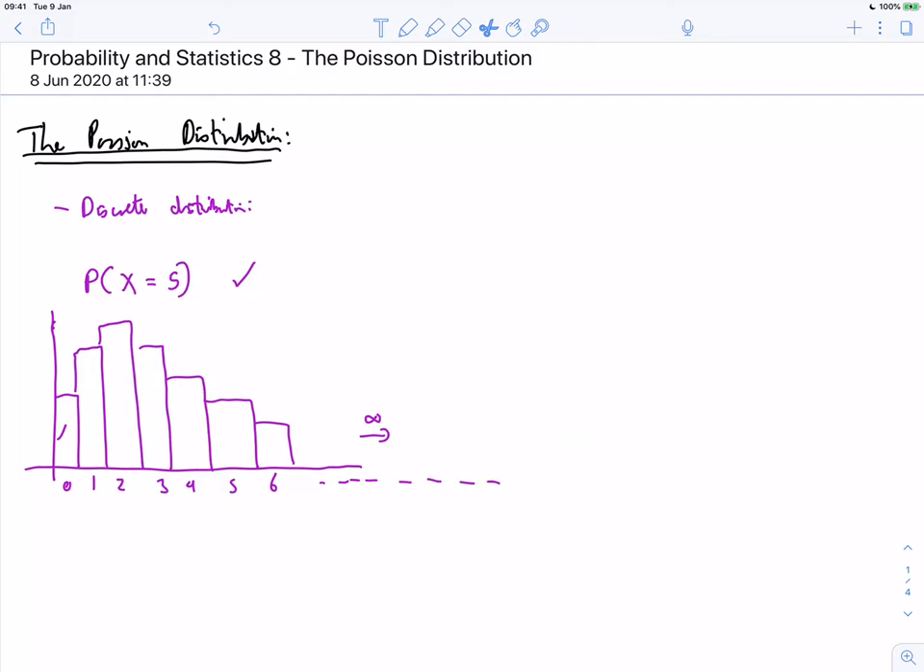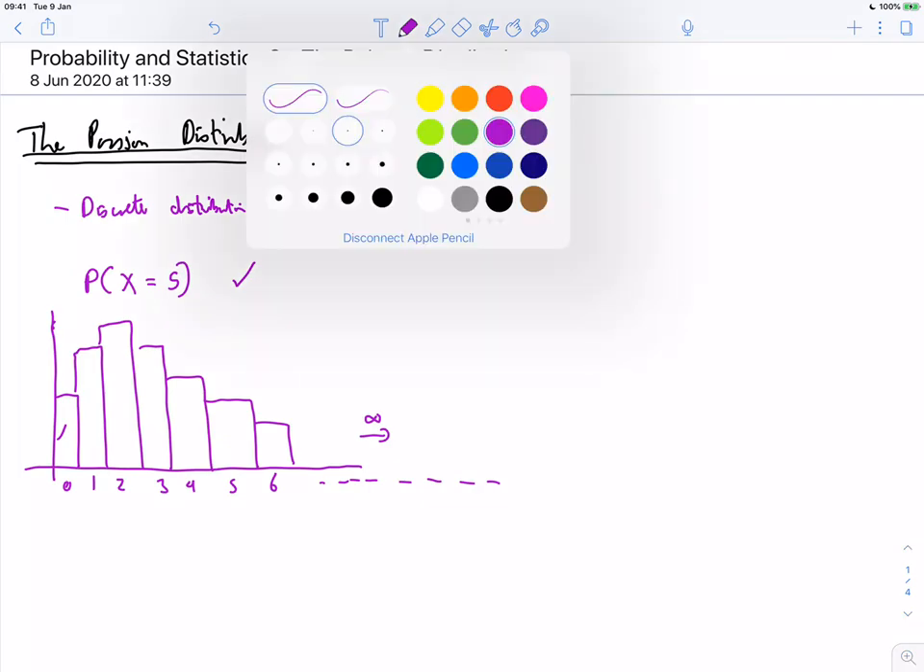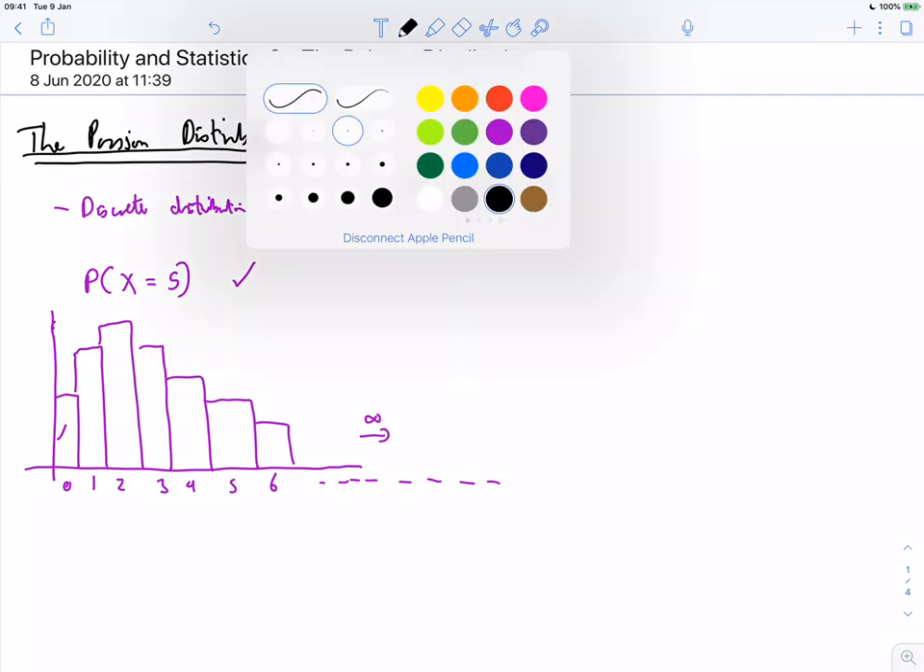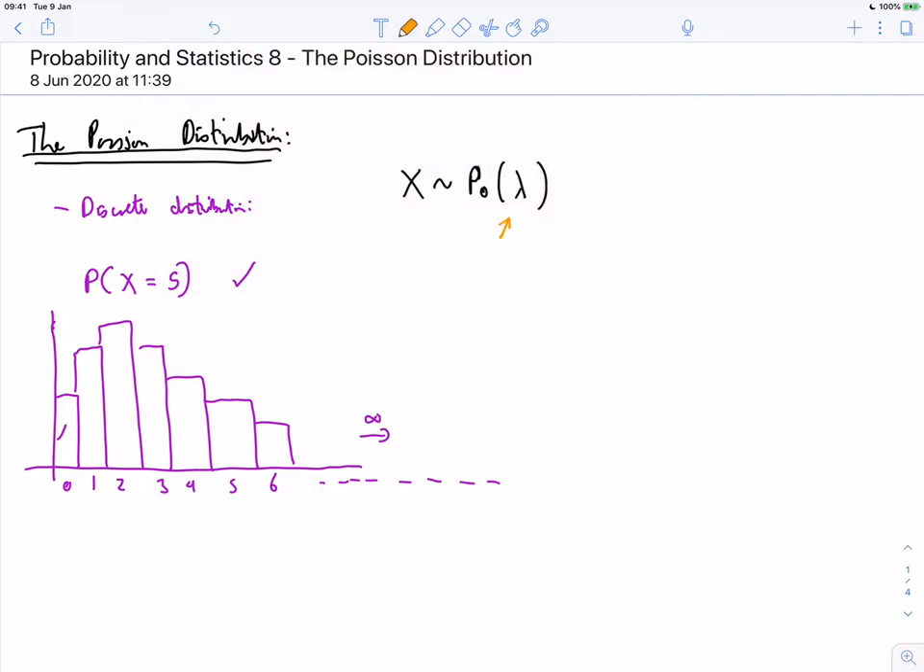Like all distributions, we've got to write down how it's distributed. The way we write it is: imagine a variable X distributed as Po, like so for Poisson. The only characteristic of this is what we call lambda. This lambda is like the rate of occurrence in a given time interval.